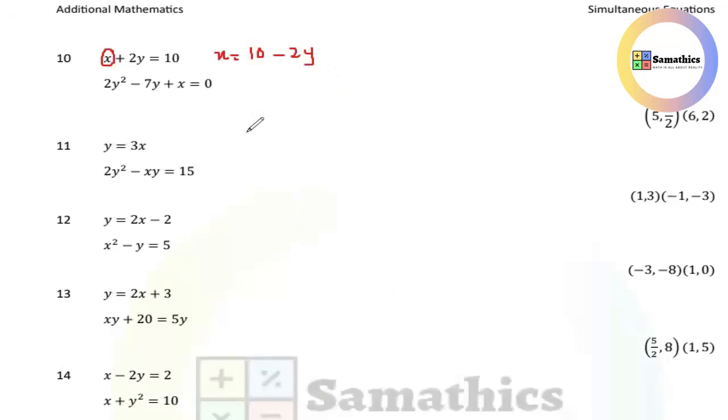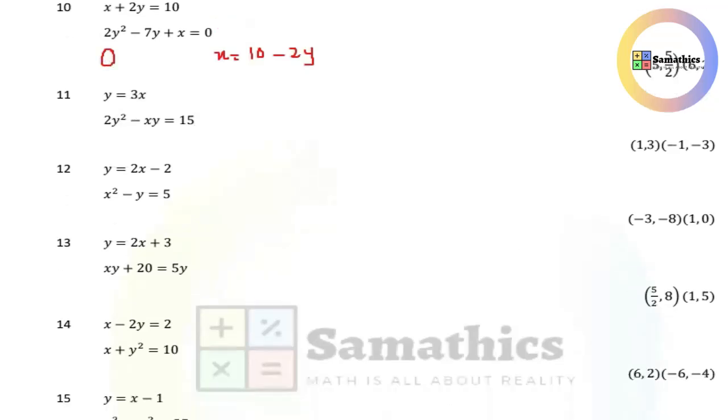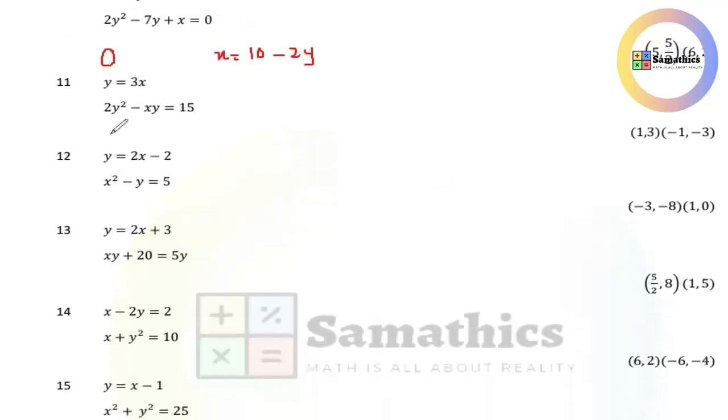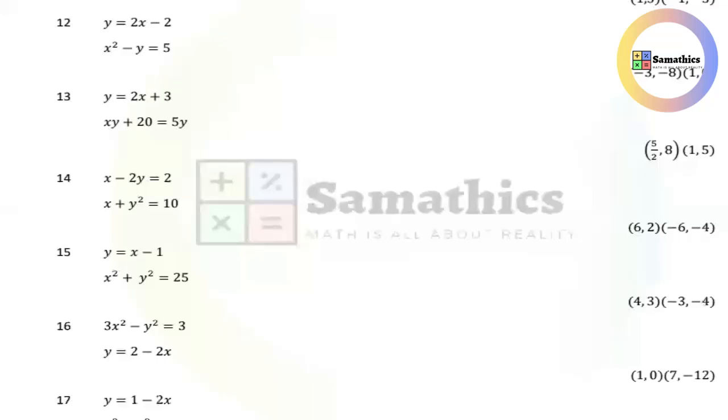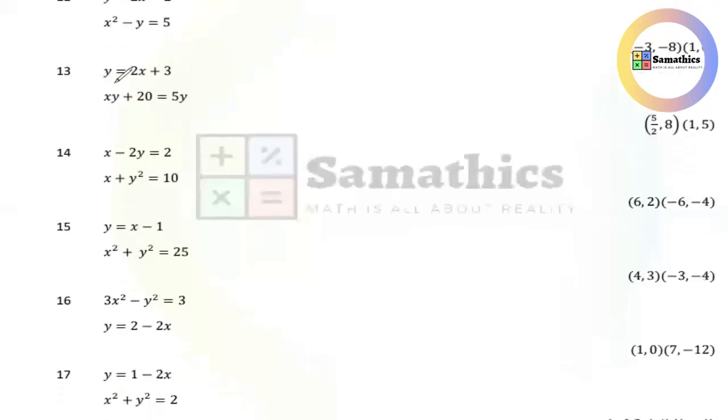solve the equation easily. Okay, in this question we have y is equal to 3x. You can simply substitute here y is equal to 3x, and it can be easily solved. Then we have y is equal to 2x minus 2. These equations are very simple. You can substitute here the value of y. Then in equation number 13, y is equal to 2x plus 3. You can simply substitute the value of y here. At two places, you have to substitute the values.